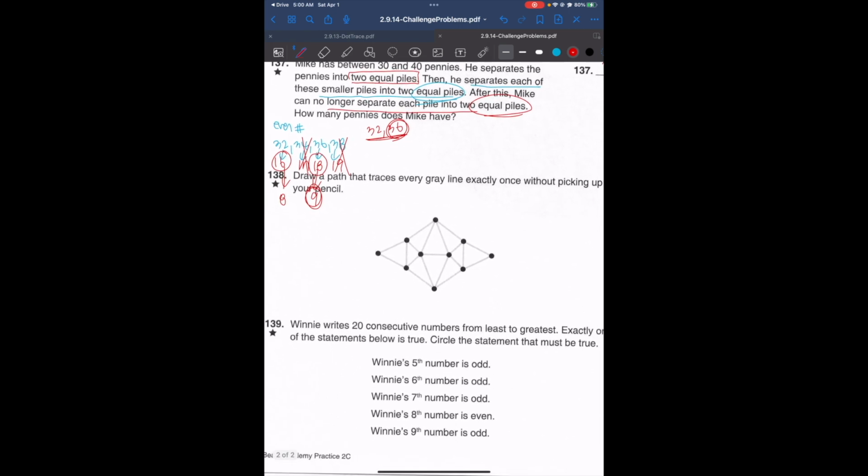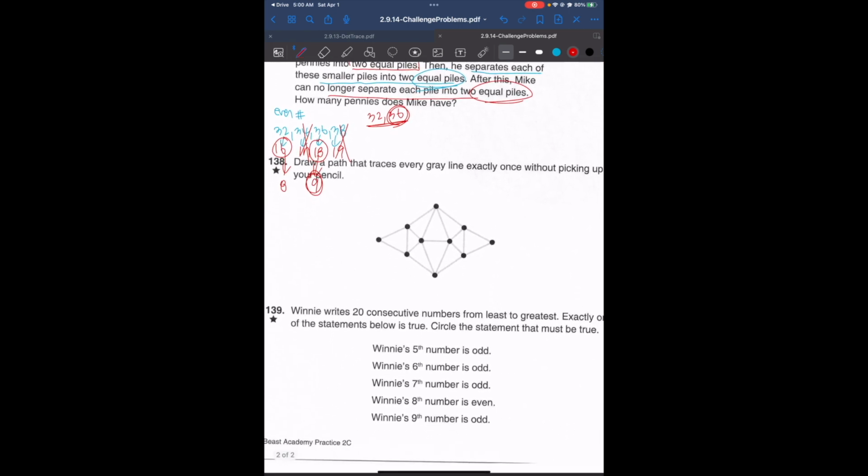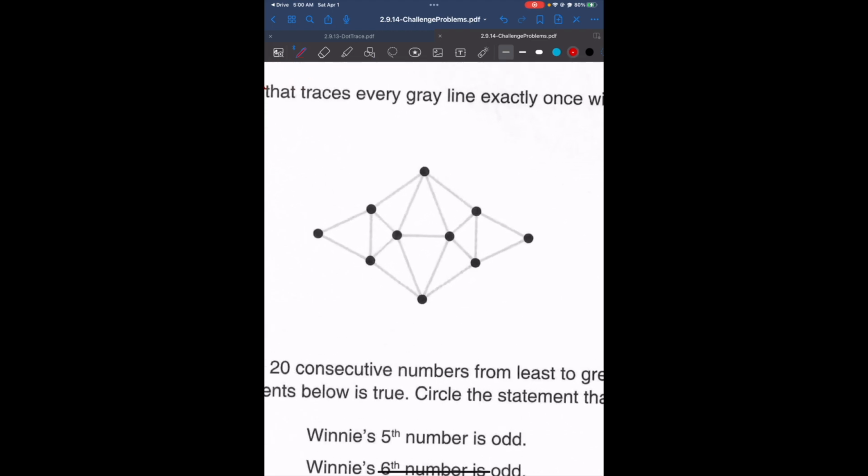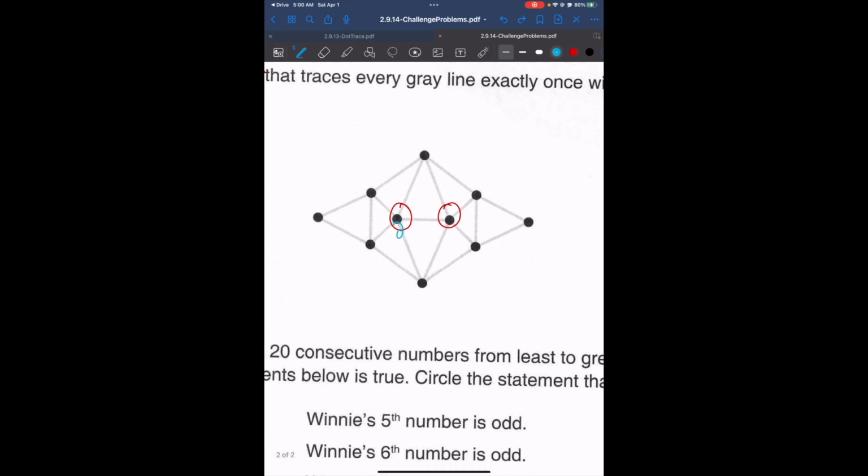Now we're going to look at 138, and that is dot tracing. And so we learned that we should start with an odd and end in an odd. So we're going to look for an odd dot, which is a dot that's connected to an odd number of dots. And it's going to be these two because it's connected to 5 dots. And so these are our 2 odd dots. So we're going to start with this odd dot.